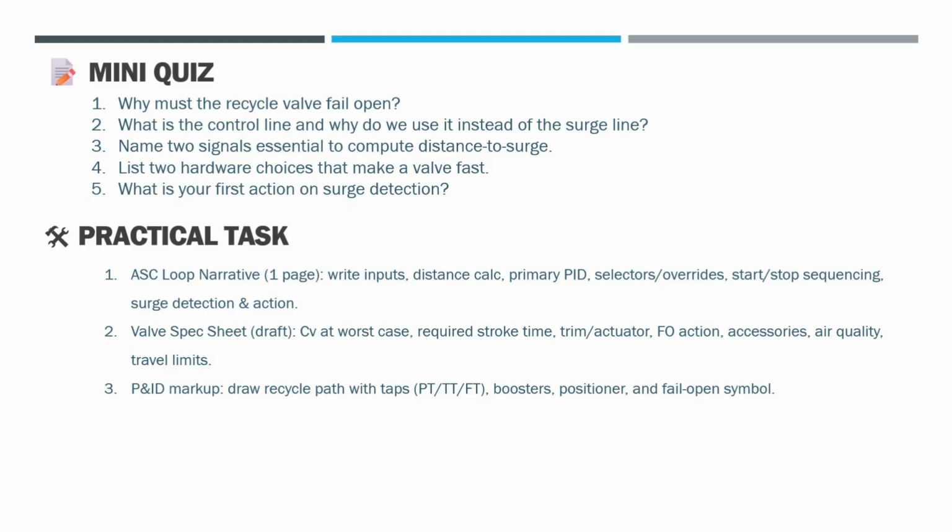Practical tasks, hands-on. ASC loop narrative: document inputs, distance calculation, PID logic, overrides, and surge detection. Valve spec sheet: include CV at worst case, stroke time, trim, actuator, fail open, accessories. P&ID markup: draw the recycle path with FT, PT, TT taps, boosters, positioner, and FO symbol.